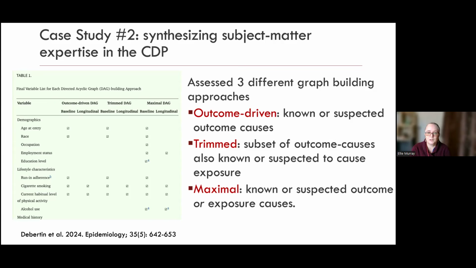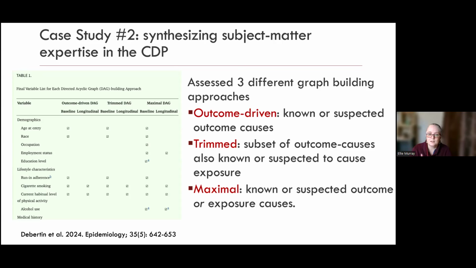In this study, we looked at 3 different approaches to building out the graph. The first approach was what we call the outcome-driven approach, where we looked for all known and suspected outcome causes. Some of them you'll see here. We ended up not having occupation and education level in that graph, and that's because of the trial design and how narrow those categories were in the trial, rather than the fact that these things obviously have associations with mortality.